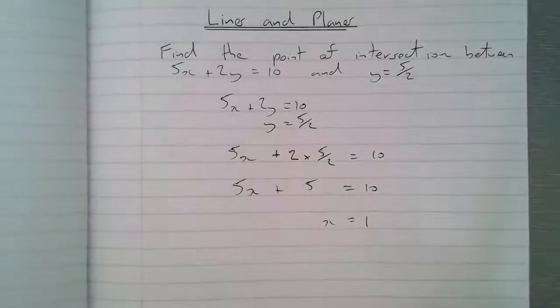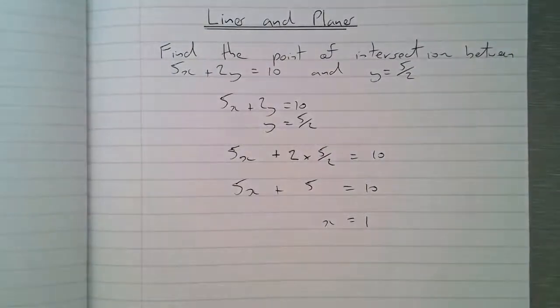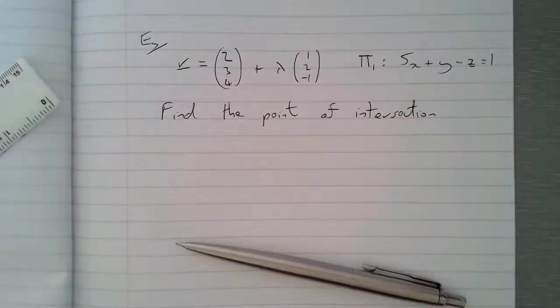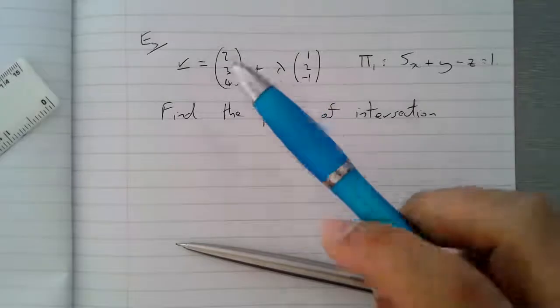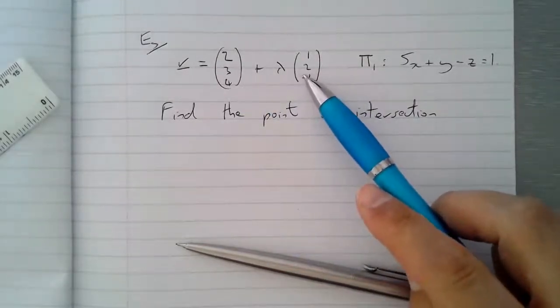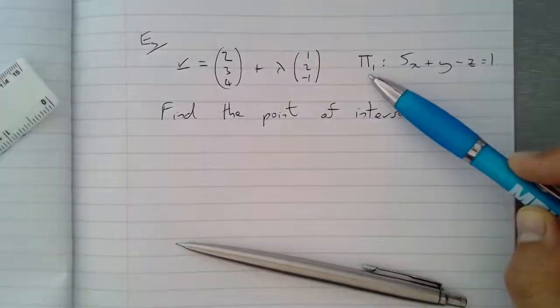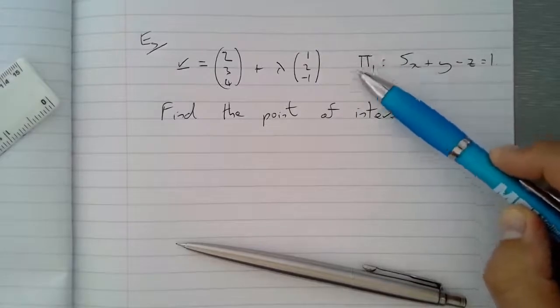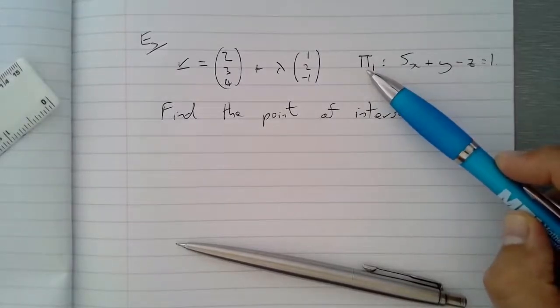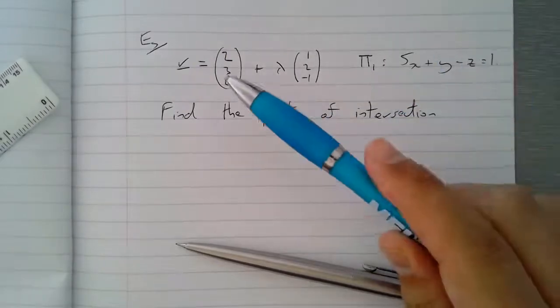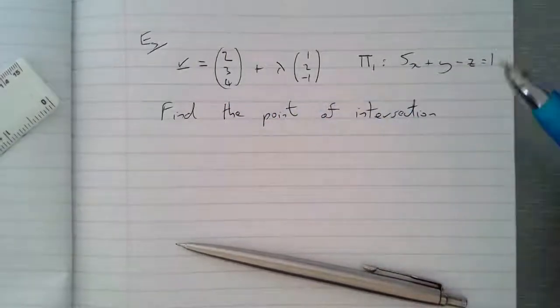Okay, so let's have a look at another example. Okay, so with that idea of substitution in mind, what we might be asked to do is find the point of intersection between this vector equation of a line here and this plane. I think we talked about this previously, that pi is the normal letter we use to signify a plane. So here's a line, here's a plane.